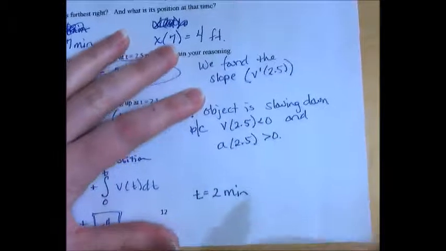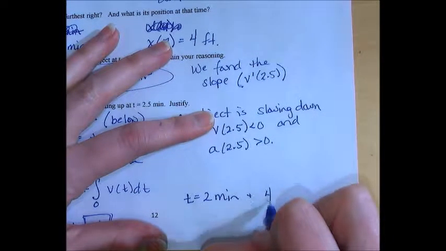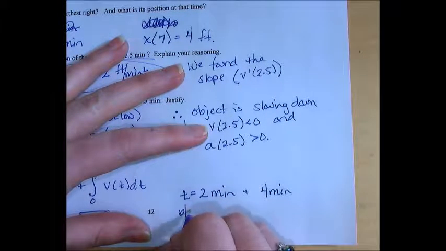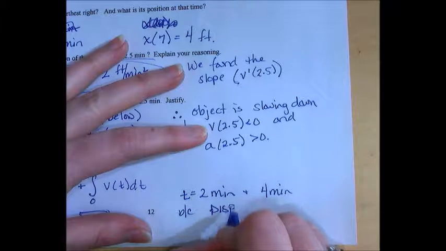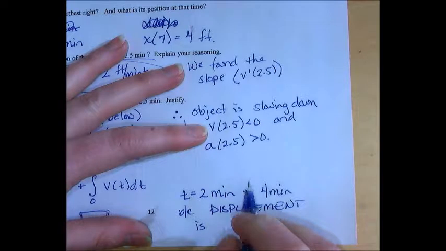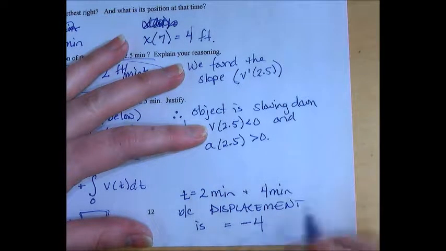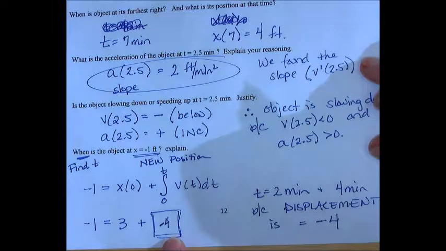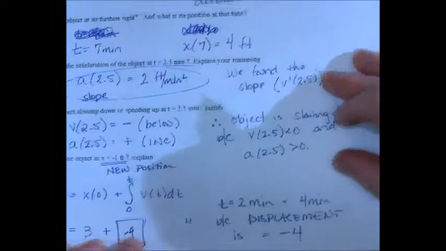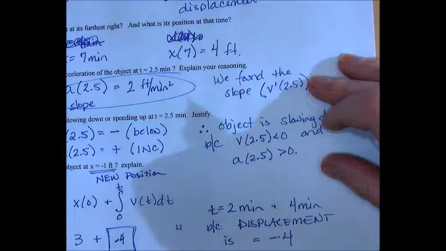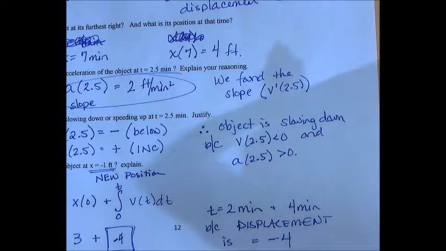That's what I want to get down here as well. 2 minutes and 4 minutes. Why? Because the displacement is equal to -4, and that's what I need for that integral to work. I need to have a displacement. I need that integral to equal -4 so that this works out. I have a displacement of -4 at 2 minutes and at 4 minutes. So there's your final answer. Hopefully that went all right.